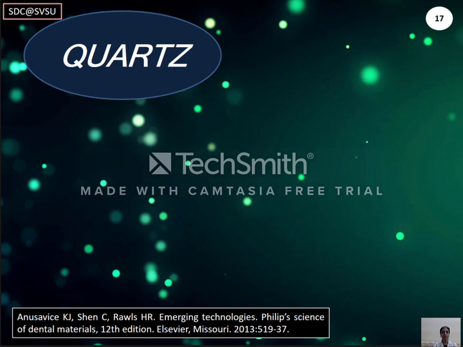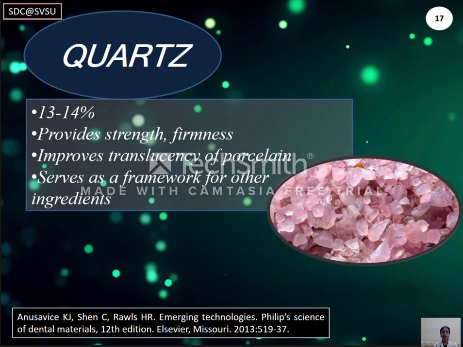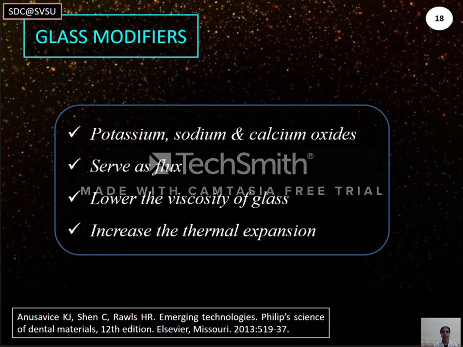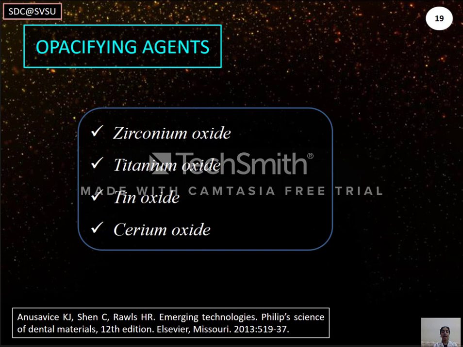Quartz provides strength and firmness. It improves the translucency of the porcelain and serves as a framework for the other ingredients. Glass modifiers act as a flux. They can be present as potassium, sodium, and calcium oxides. They lower the viscosity of the glass. Opacifying agents can be present either as zirconium, titanium, tin, or cerium oxide.